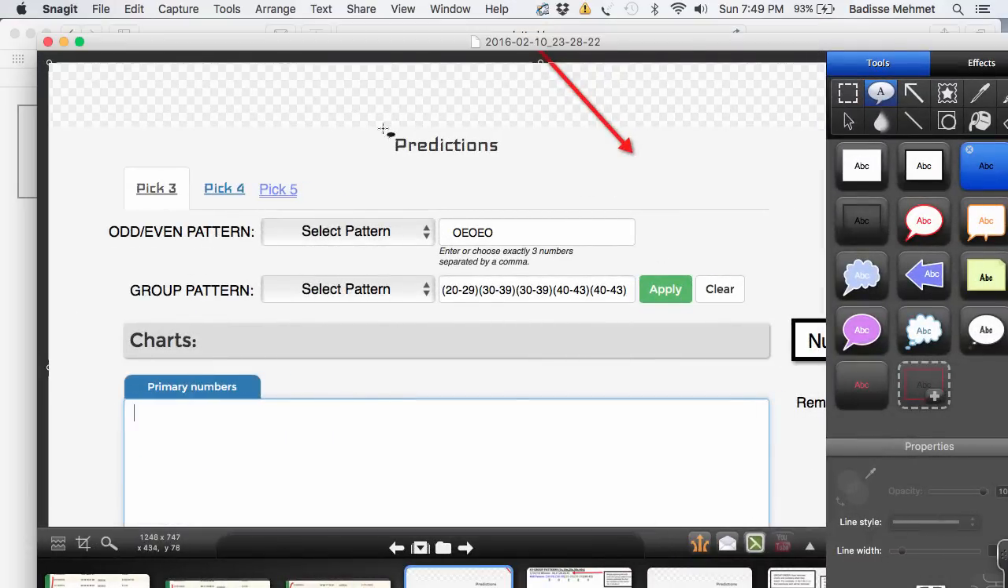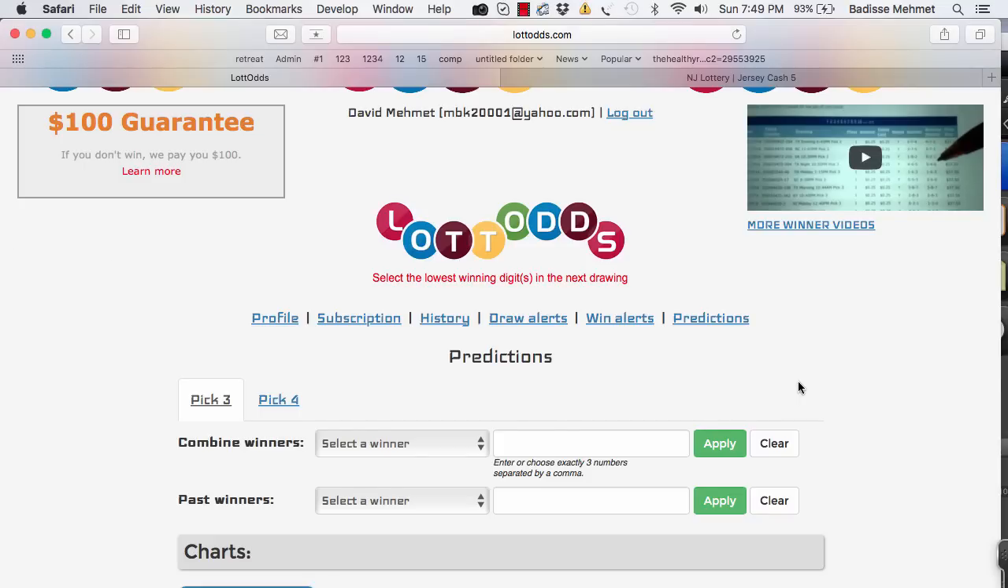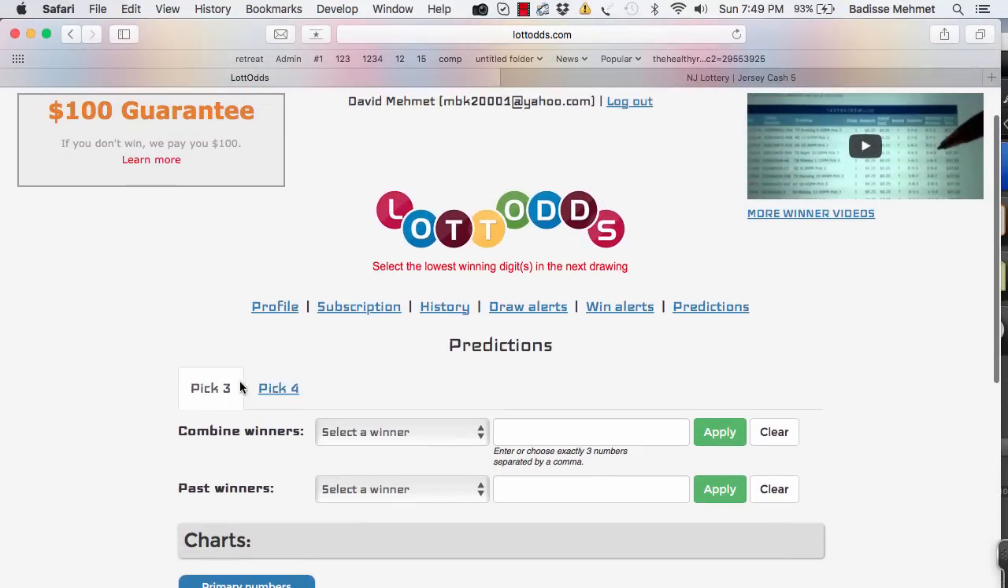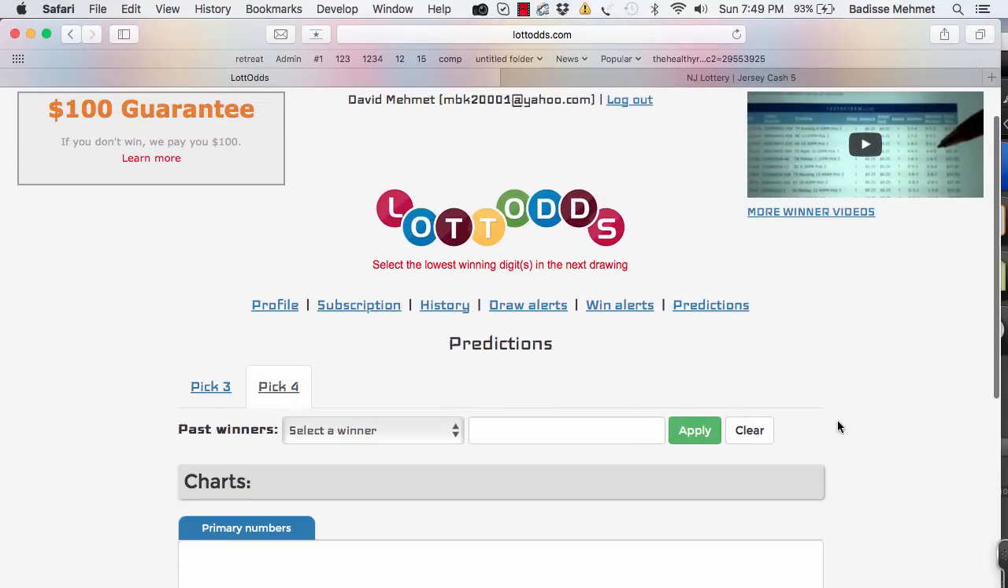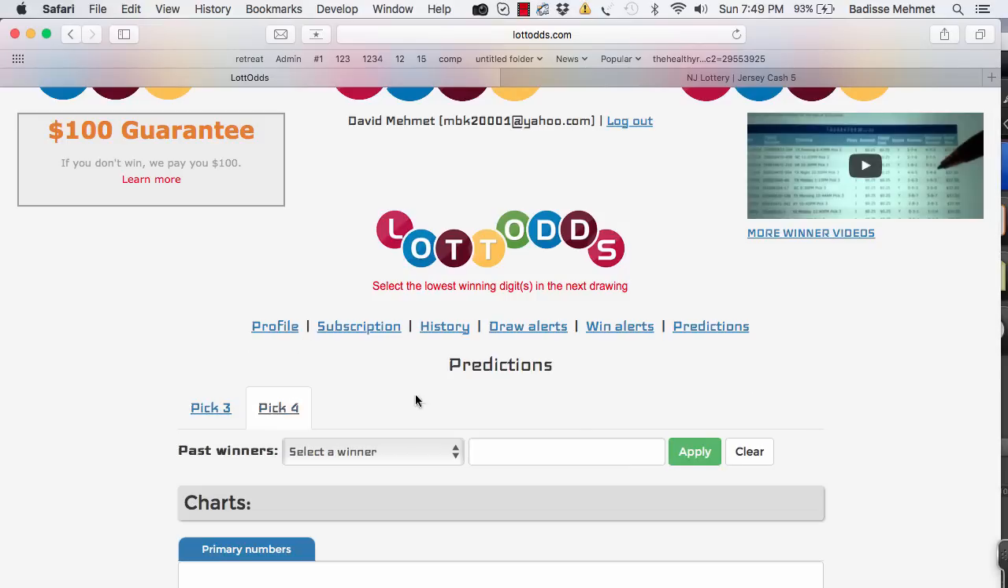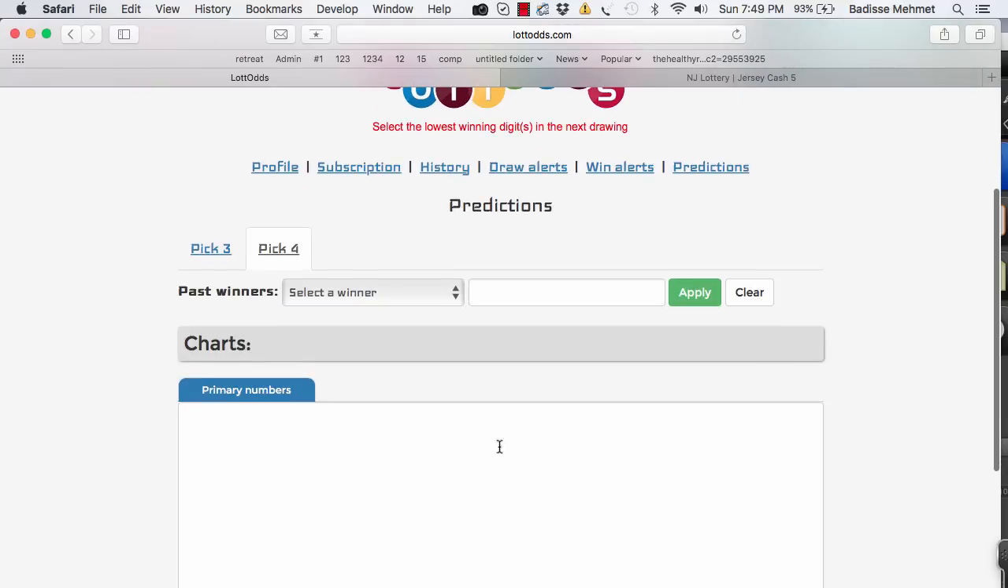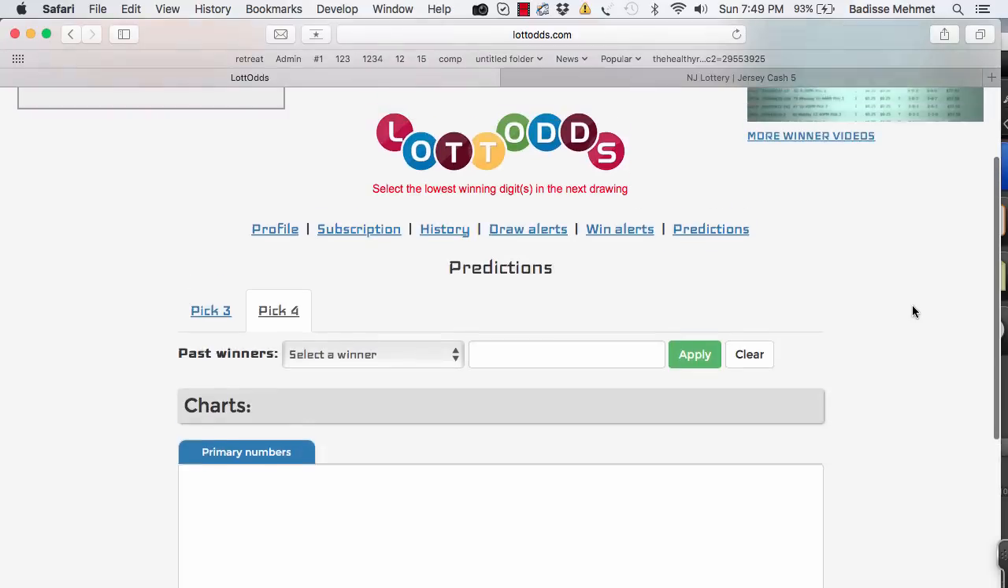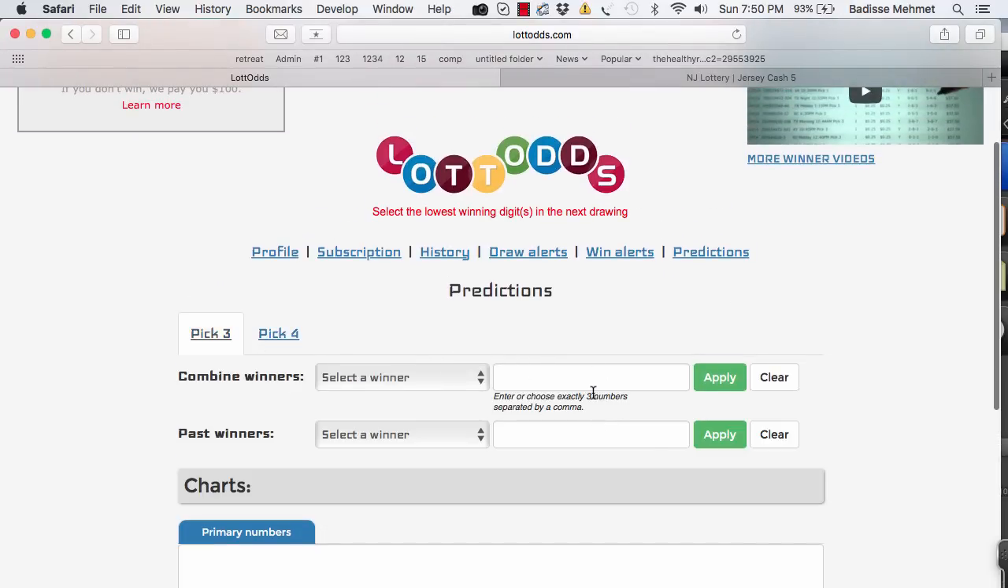Okay, I want to show you how we'll be implementing this. We're working on it now, but this is what's there now on the site. So you have Pick 3 and Pick 4 prediction tools, and they do work. For the Pick 4 tools, we're adding another menu to allow you to combine past winners, so that you have a sufficient amount of numbers that would match the next winner.